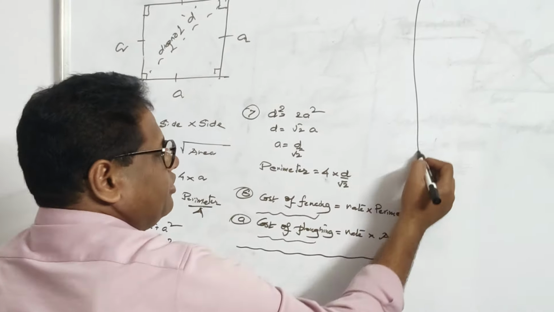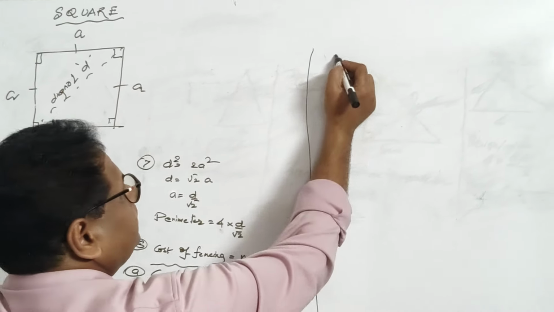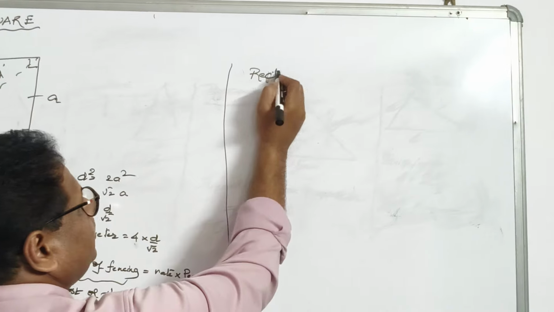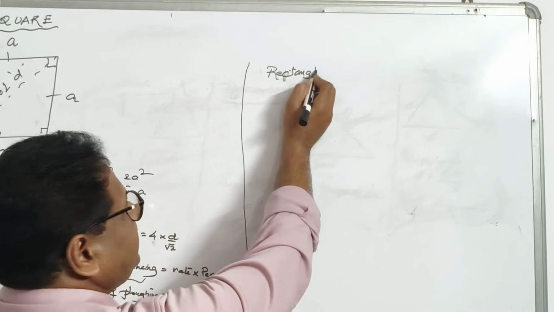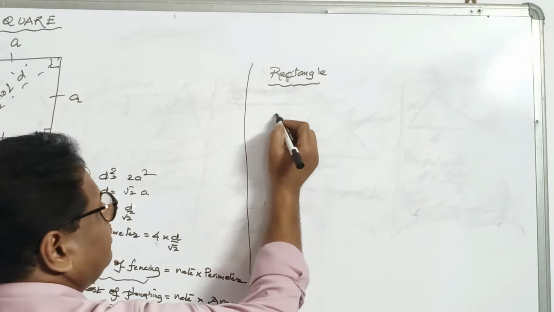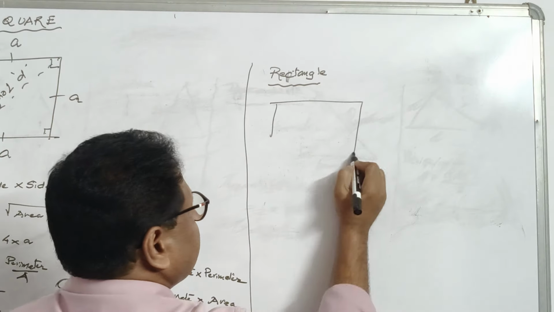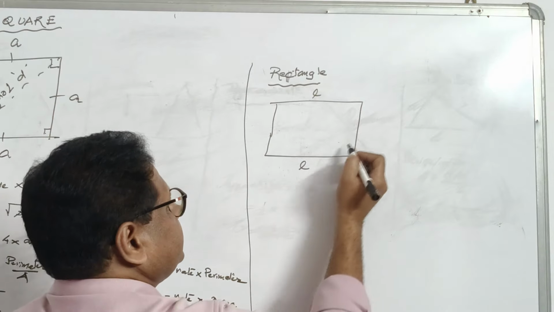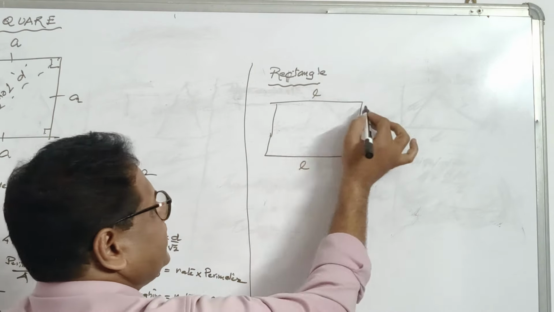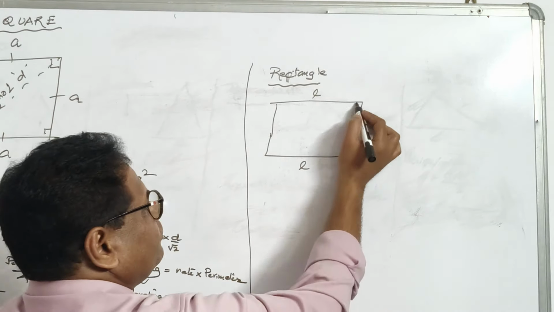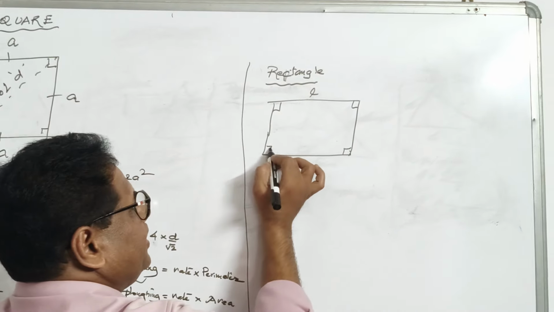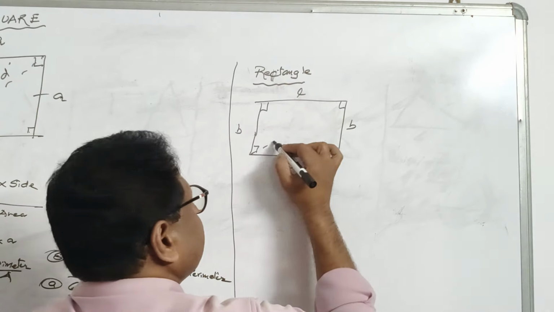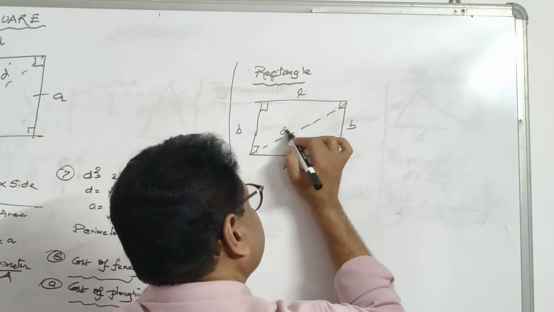Now we are going to discuss about rectangle. A rectangle, you know, is also a four-sided figure, but only the opposite sides are equal. Suppose these are the opposite sides, okay? The longer side is the length, each of the angle is 90, just like a square, and the shorter sides we take as breadth. This is the diagonal, okay?